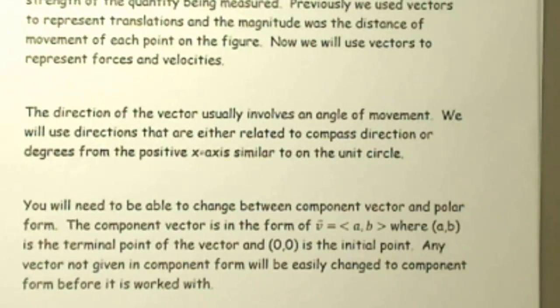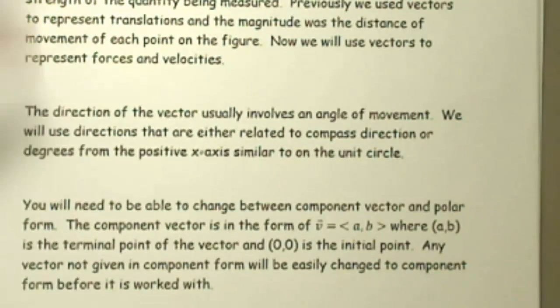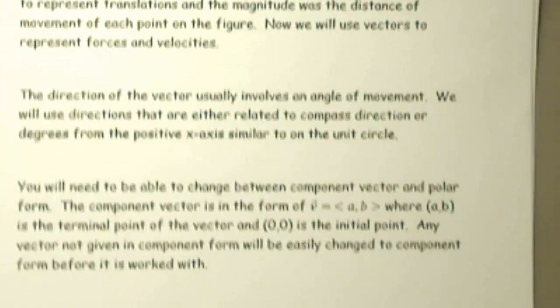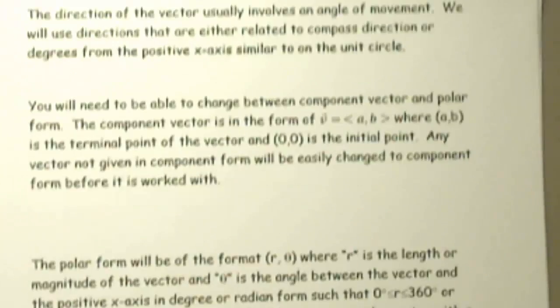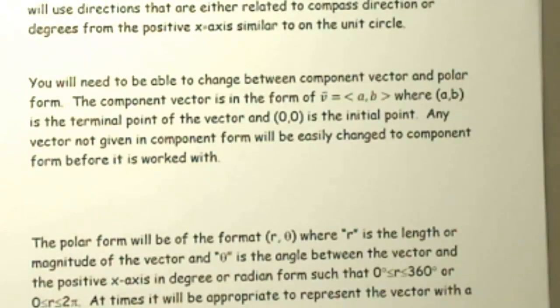Any vector not given in component form, we will probably find it most useful to change it to component form by translating it to the origin before working with it at all. So that's the component form of a vector, where basically we have x and y coordinates.